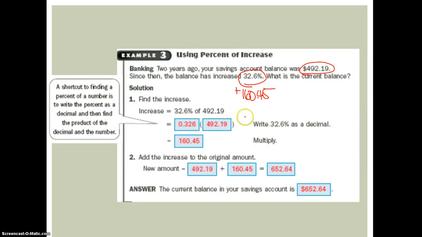Again, when we're using the percent of increase, we want to find the increase or decrease, depending on what it is, and we want to find the new amount by adding or subtracting. If it's decreasing, we would subtract. Okay, so again, if you're using the percent of change, if it's increasing, you're going to add. If it's decreasing, you're going to subtract the amount to find the current amount or the new amount.